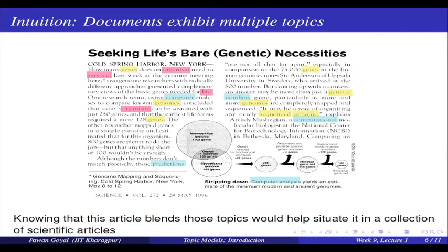In the corpus, there will be various documents. There will be some big number of themes going through this corpus, but when you look at a particular document, it will have only a subset of these themes, in some proportions. Can we automatically capture those by using some modeling? Once you know that this article blends these topics together, you can situate it in a collection of scientific articles. You can say where it sits and what articles it is similar to.